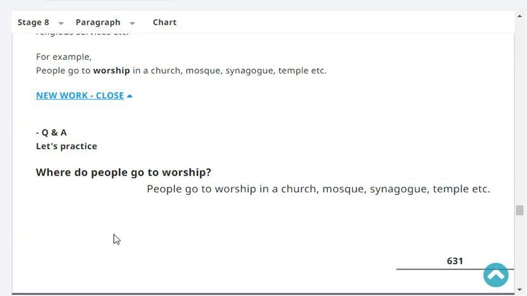Let's practice. Where do people go to worship? People go to worship in a church, mosque, synagogue, temple, etc. Very good.